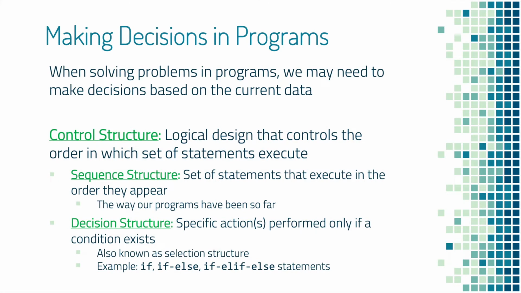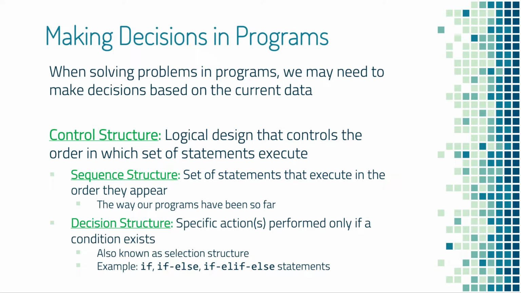So again, like I said just a second ago, in most programs, you're going to have to make some kind of decisions. Whenever we're solving problems, whether it's should we hire a person or what kind of result, or anything that we're doing, any kind of program we're working on, it's going to have some kind of decision. So to do this, we have what's called control structures. Now there are multiple different types of control structures. And the control structures are just the logical design that actually controls the order in which the statements are executed. In this lecture, we're going to be talking about two different ones.